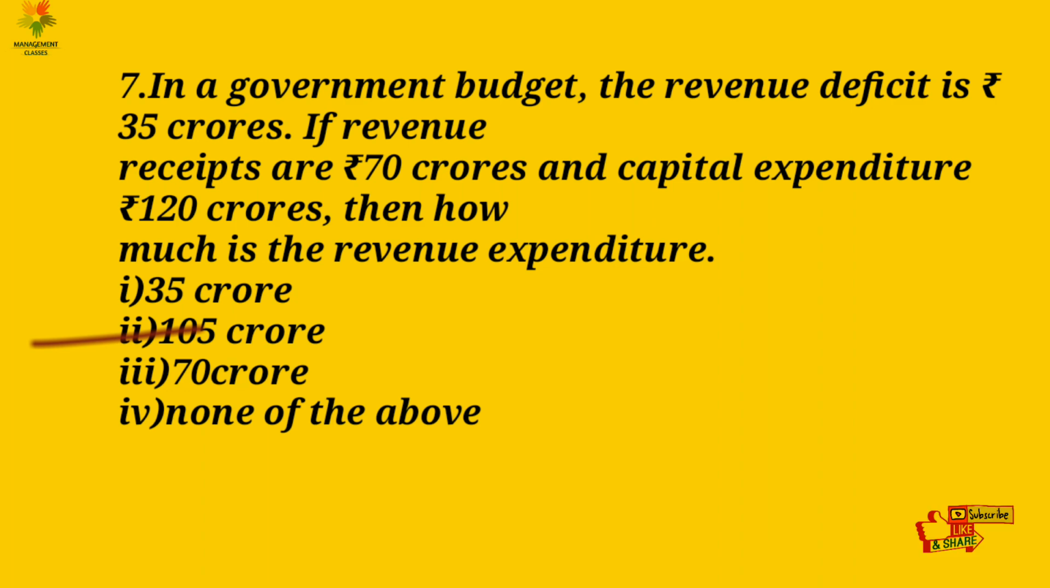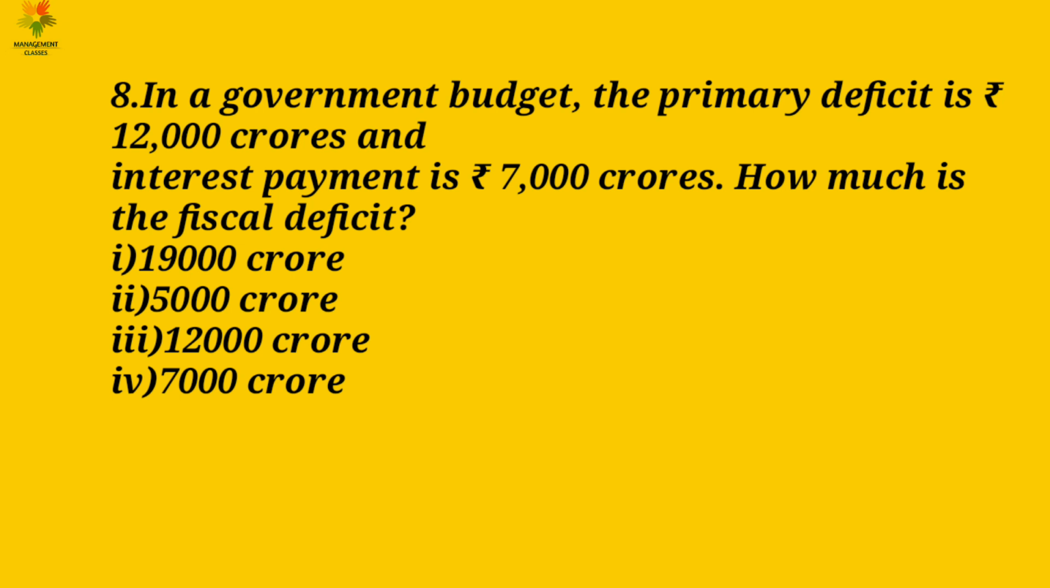Now your next MCQ question is also a numerical, which says in a government budget the primary deficit is 12,000 crore, interest payment is 7,000 crore. How much will be the fiscal deficit? So here we will use the formula primary deficit is equal to fiscal deficit minus interest payment, that is 12,000 crore is equal to fiscal deficit minus 7,000 crores. When we calculate, fiscal deficit will be 12,000 plus 7,000, which will equal 19,000 crore. So the answer will be option number 1, 19,000 crore.